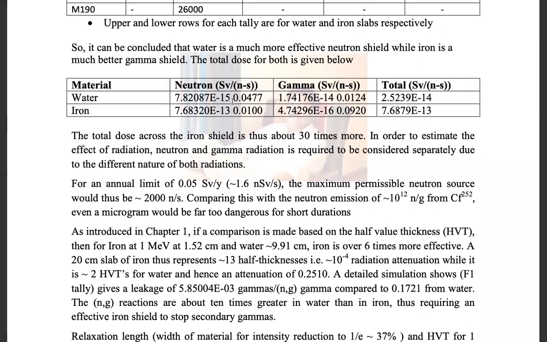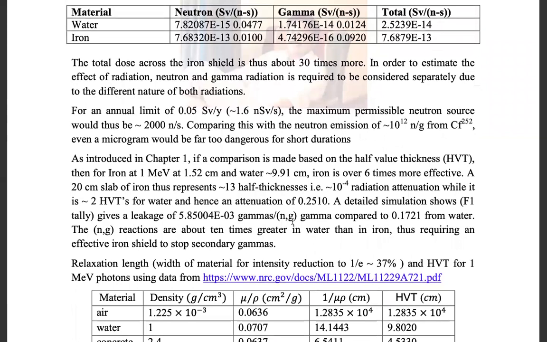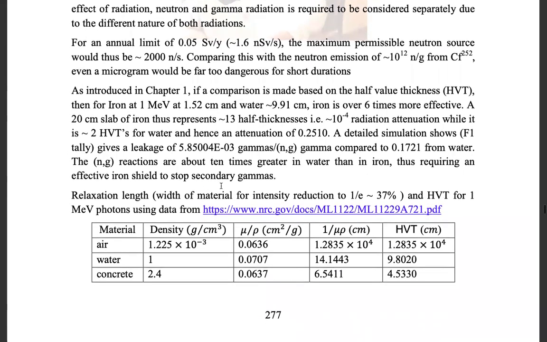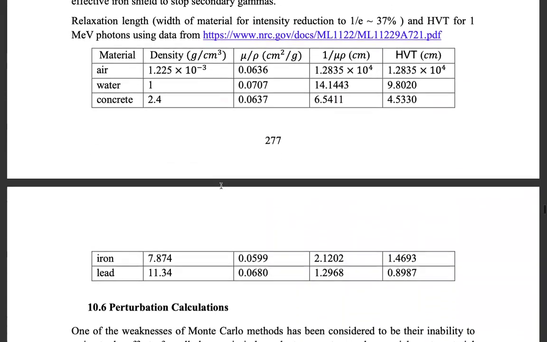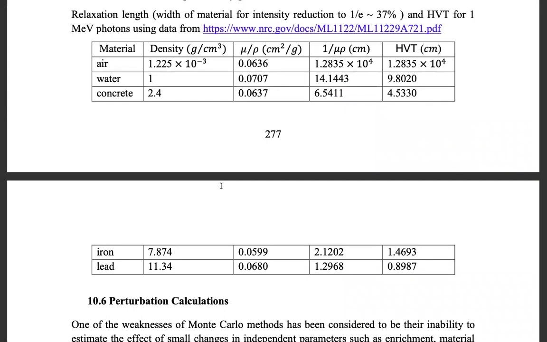Now here I've got the numbers added up. For water, you can see that the neutron dose is about 100 times less than it is for iron. Gamma water is not good, it's bad. So that's what we discussed, that we are going to use iron. So conclusion over here is that this is a MC application for the total dose across the iron shield and the water shield, and you can draw your conclusions that you have to carry out the simulation separately for water and iron.